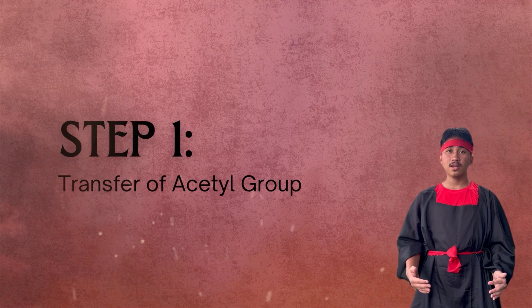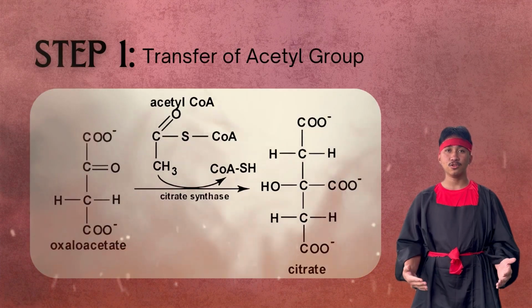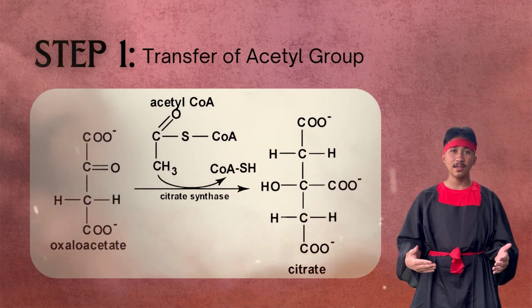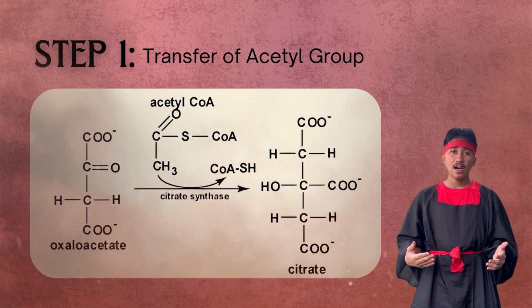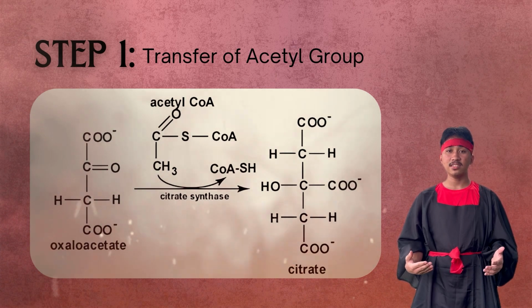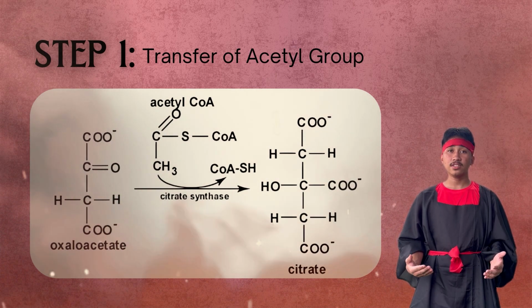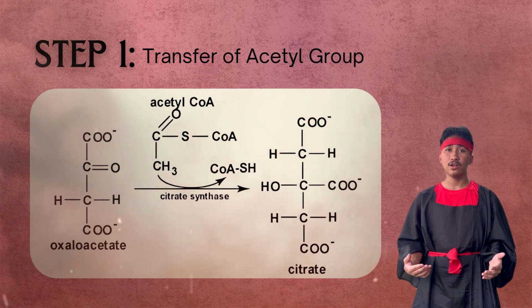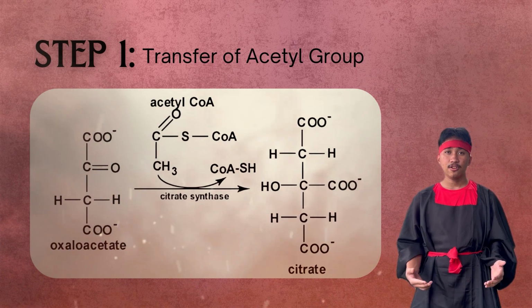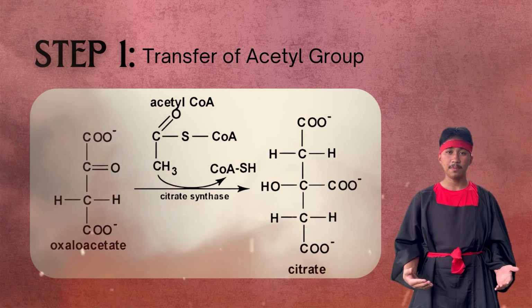The first step of the Krebs cycle is a transfer of acetyl group. With the help of an enzyme called citrate synthase, a 2-carbon acetyl group from acetyl-CoA transfers to the 4-carbon acceptor compound oxaloacetate, forming a 6-carbon citrate compound.